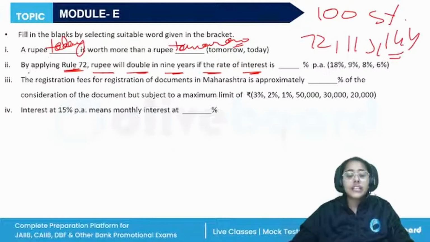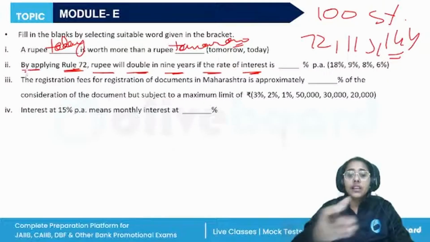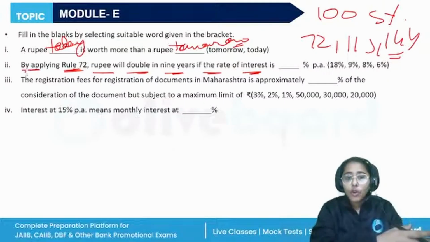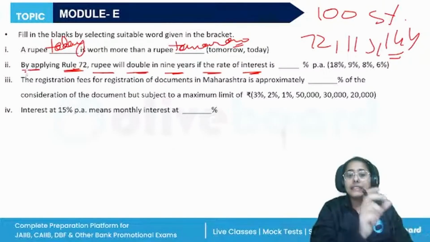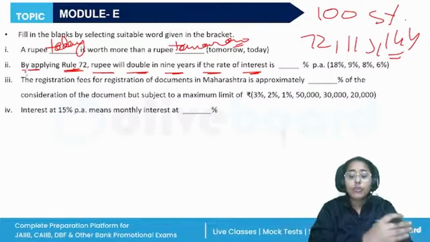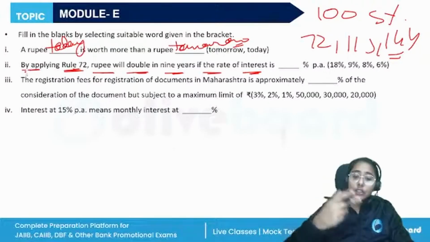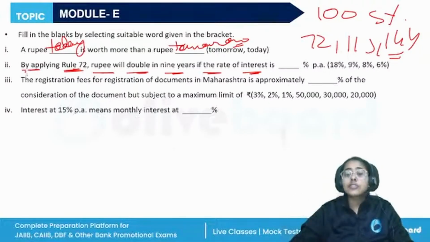So the second question: by applying Rule 72, a rupee will double in 9 years if the rate of interest is what. So what happens in Rule 72 or 115 or 144? Simply we divide the number by these numbers. For example, if we borrowed rupees 1000 at 6% interest rate, then 72 divided by 6 is what? It is 12. This makes 12 the number of years it would take for your debt to double to rupees 2000.